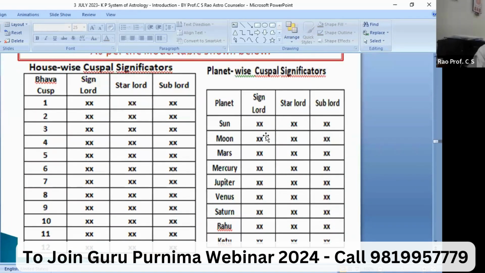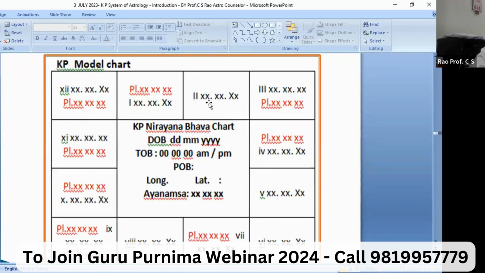Here, what we are seeing is that the planet's sublord decides the benefic or malefic nature of the results given by its star lord. Suppose you are running the sun dasha. The native is running in the sun dasha. Sun has a star lord. Suppose let us say here it is Bharani. Because if I say Ketu, Ketu has no lordship here. I will say that afterwards about Rahu, Ketu. Here it is Bharani. Bharani lord is Venus.